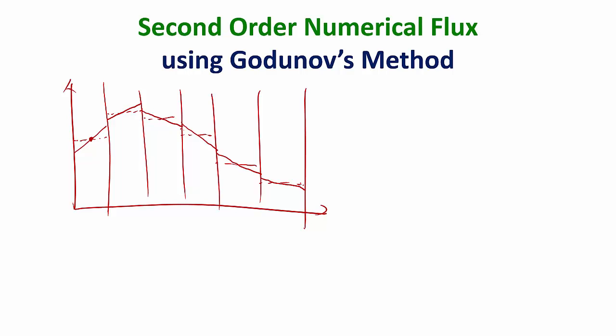The second order numerical flux is not actually a different numerical flux. It's a different way of approximating the function using only the average information, using only the piecewise averages. The trick is, how do I reconstruct the value of the function on the left and on the right of this interface?